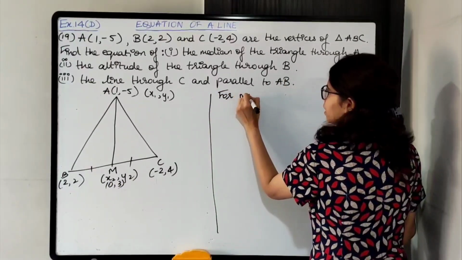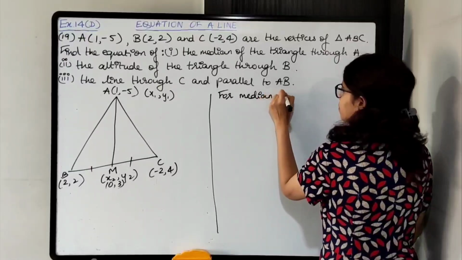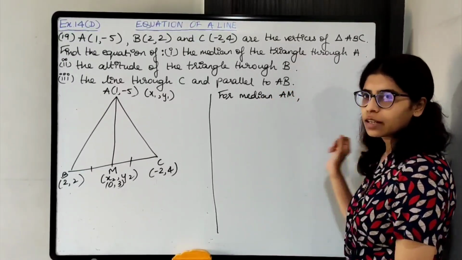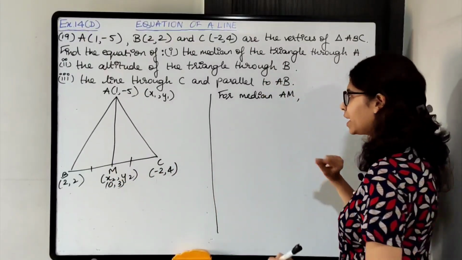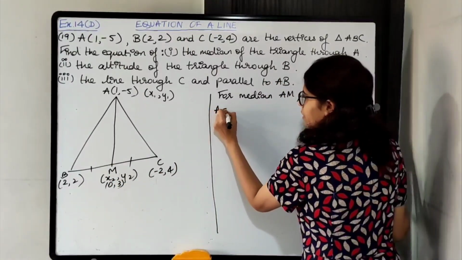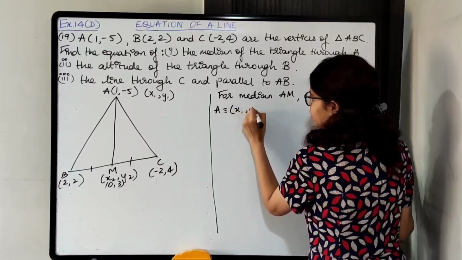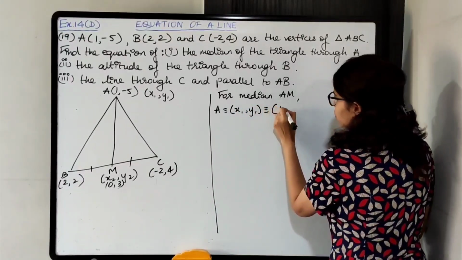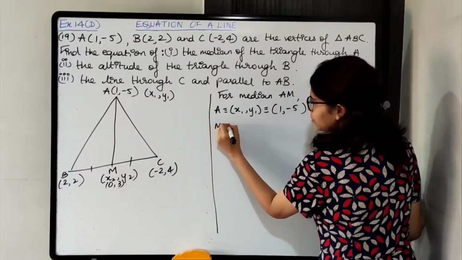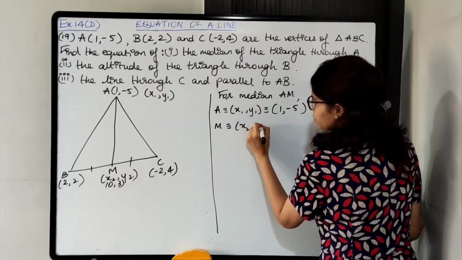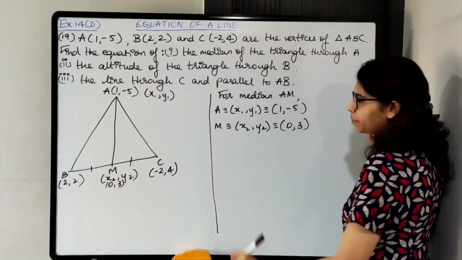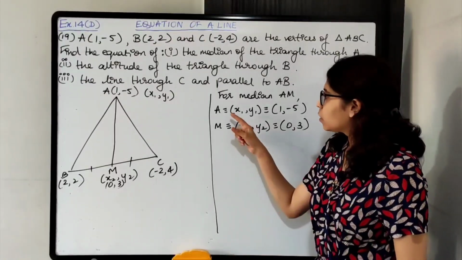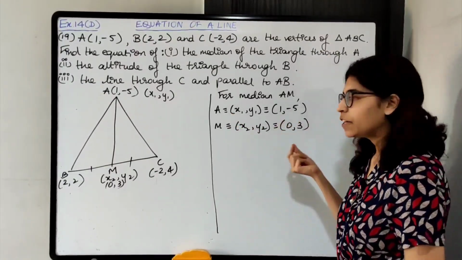For median AM, we are taking A as x1, y1 and M as x2, y2. So write that down. A x1, y1 has the coordinates 1, minus 5, and M x2, y2 has the coordinates 0, 3. Okay, we have the coordinates, we can easily find out the slope.